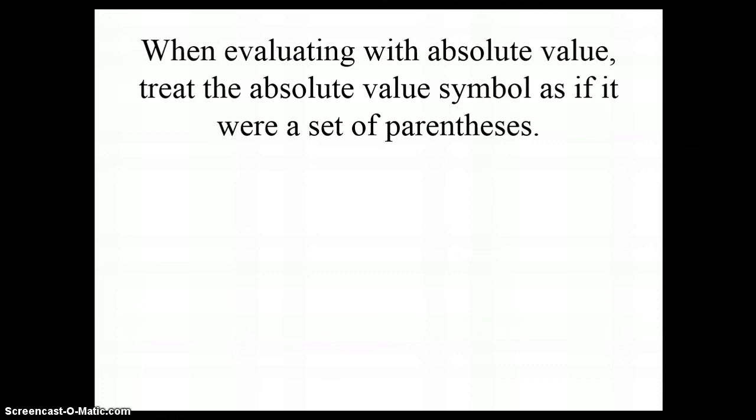When we want to evaluate with absolute value, we're going to treat the absolute value symbol as if it were a set of parentheses. So, if I had the absolute value of 12 plus 13, I would first do 12 plus 13 and get the absolute value of 25. Now I need to ask myself, what is the absolute value of 25? It's 25, because positive 25 is 25 units away from 0 on a number line.